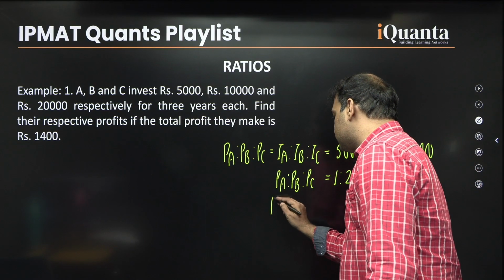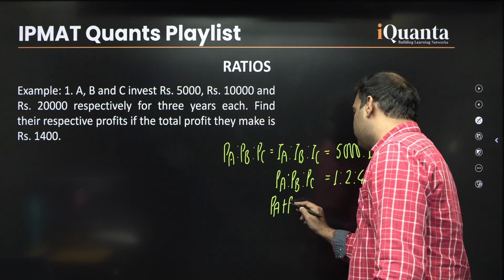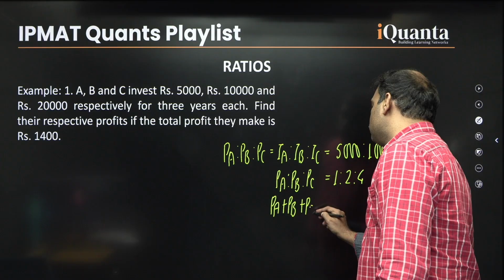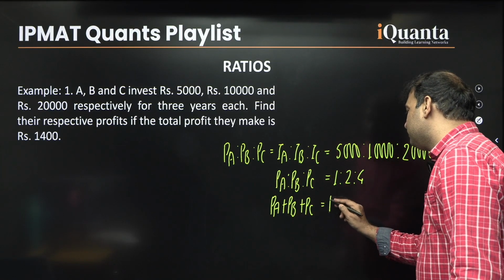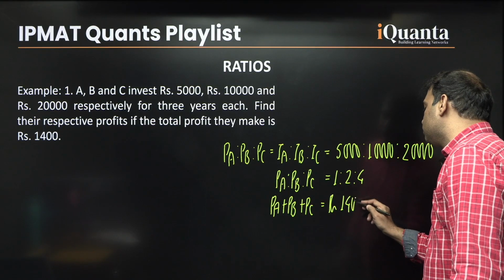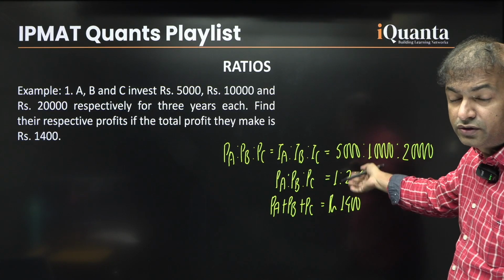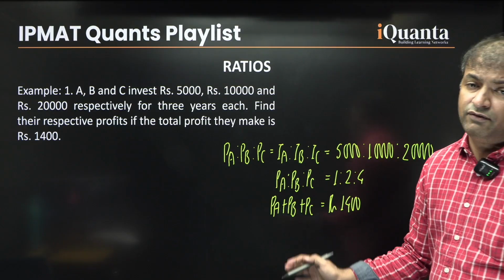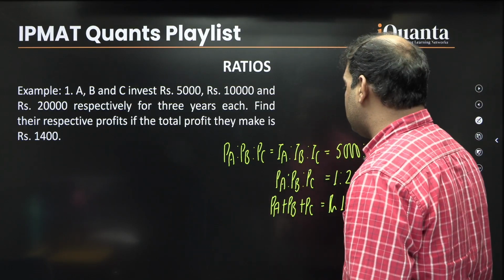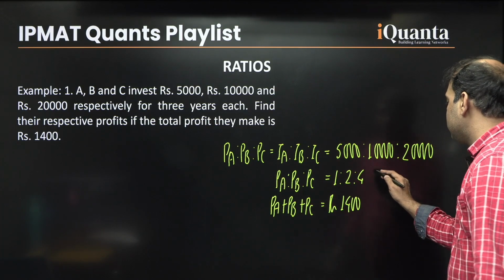Okay, so the ratio of the profits is 1 is to 2 is to 4 and the sum of the profits is rupees 1,400. Now guys, we can just say one thing, that we have to distribute 1,400 in the ratio of 1 is to 2 is to 4, and we know how to do this. We have learned this in the last session as well. There is a very simple way of doing this.